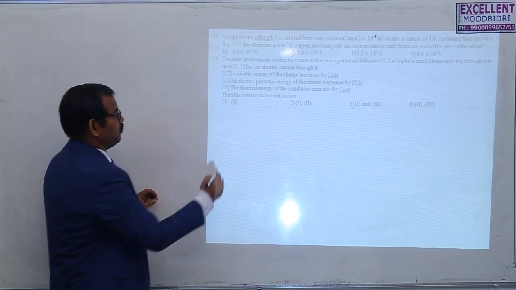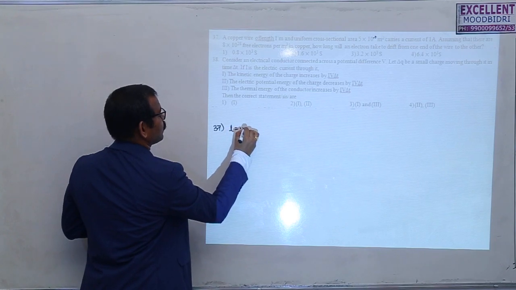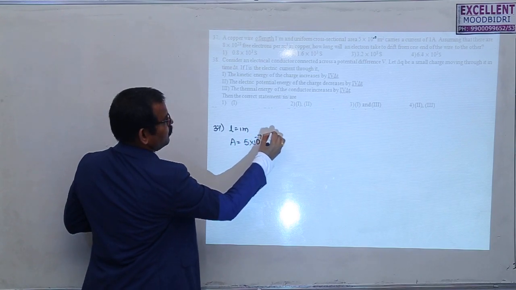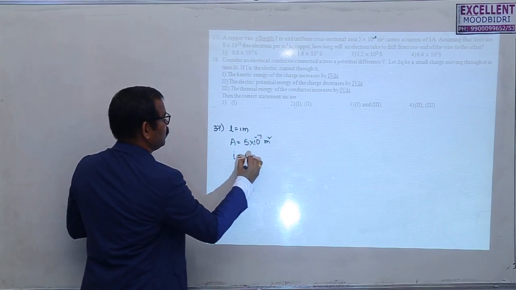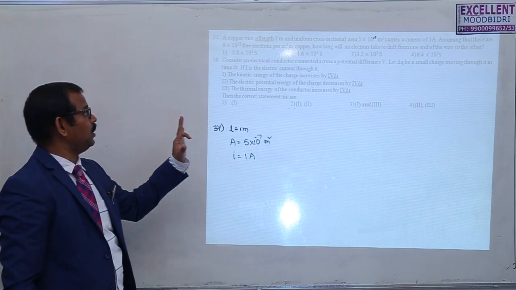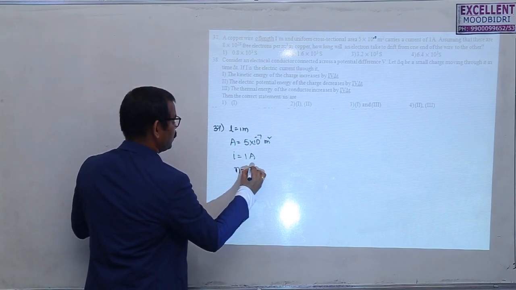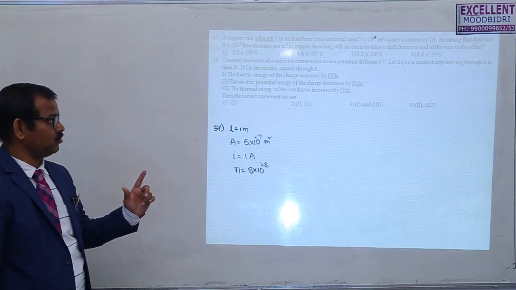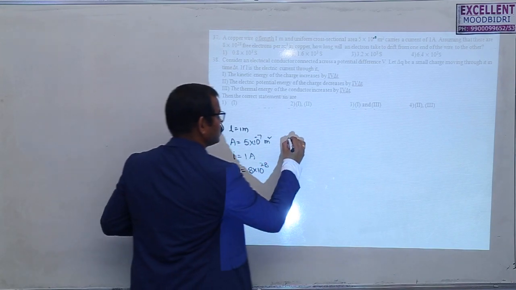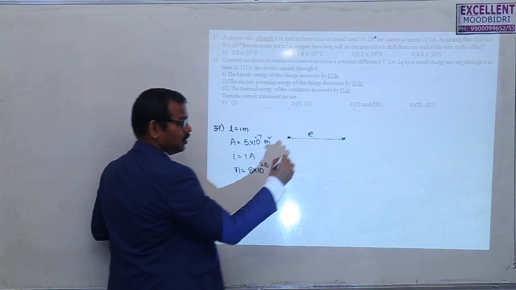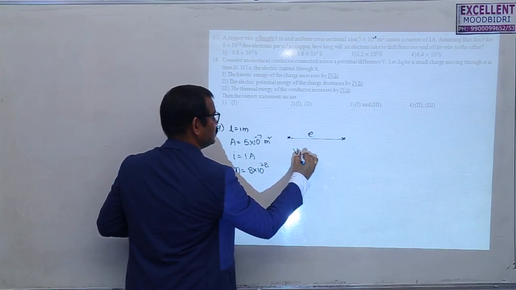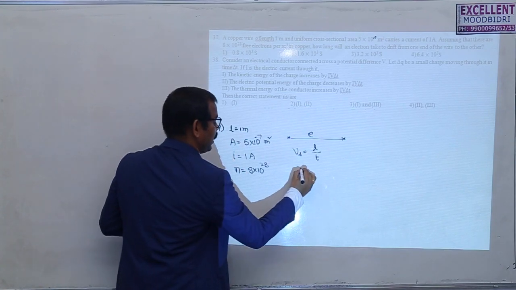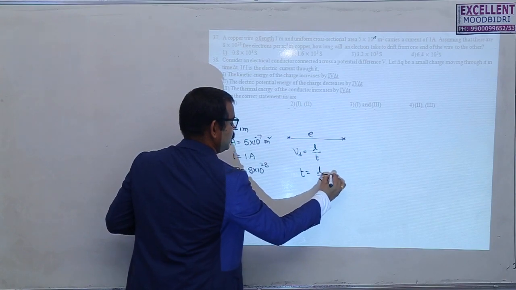Question 7. A copper wire of length 1 meter and cross sectional area 5 into 10 power minus 7 meter square carries a current of 1 ampere. Assuming that there are 8 into 10 power 28 free electrons per unit volume, how long will the electron take to drift from one end of the wire to the other end? So for the electron to drift from one end to the other end of 1 meter length, we know that velocity is equal to distance travelled by time, where distance is the length of the wire. So the time taken is going to be L by Vd.